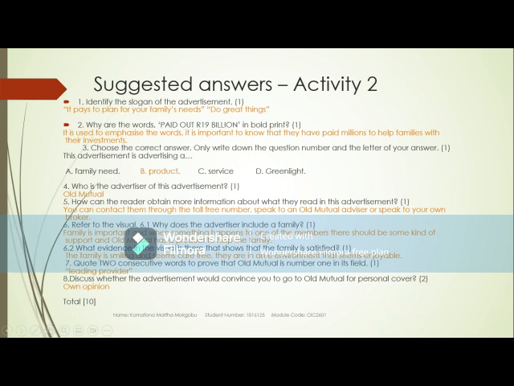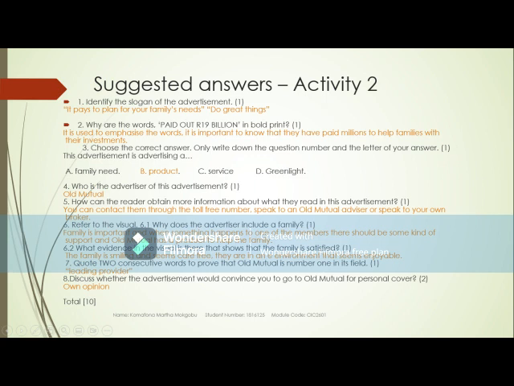So we go to question 3. Question 3 says choose the correct answer. As I said, this advertisement is advertising number A, family need; number B, a product; C, a service; D, green light. So the answer is B, product.